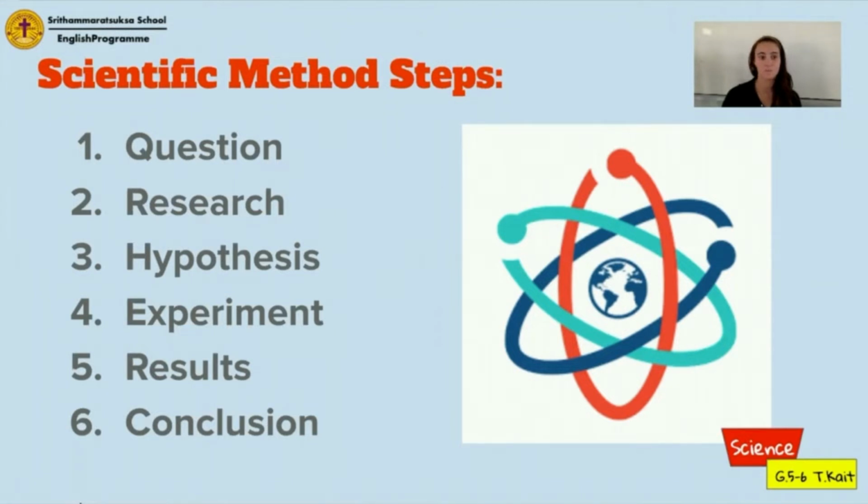All right, so the first step is question. Step 2, research. Step 3, hypothesis. Step 4, experiment. Step 5, results. And step 6, conclusion. All right, so these are the 6 steps and the words we're going to use to identify each step of the method.